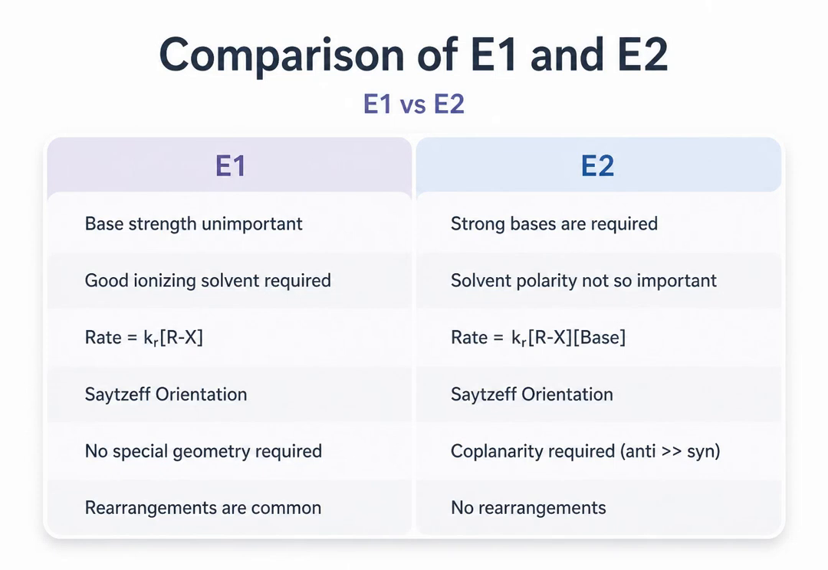To summarize eliminations, let's compare E1 and E2. E1 doesn't care about base strength, but it needs a good ionizing solvent to form the carbocation. Its rate depends only on the substrate. It doesn't require special geometry, and because it forms a carbocation, rearrangements are common. E2, on the other hand, requires a strong base. Its rate depends on both substrate and base. It strictly requires coplanar geometry, usually anti-coplanar. And because it is concerted, no carbocations are formed, meaning no rearrangements can occur. Both generally follow Zaitsev's rule.